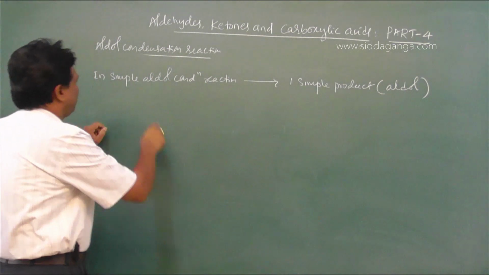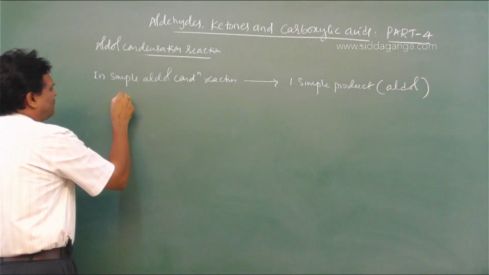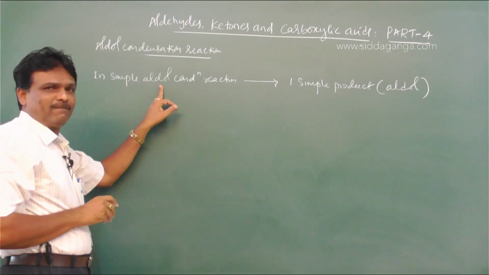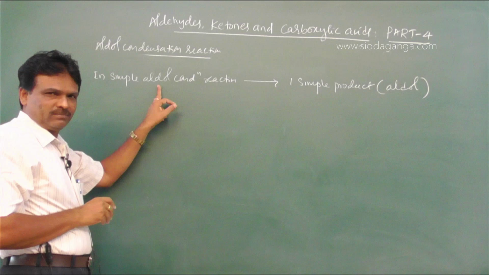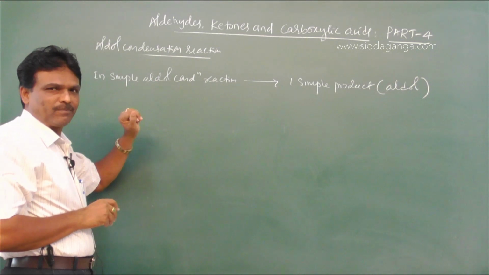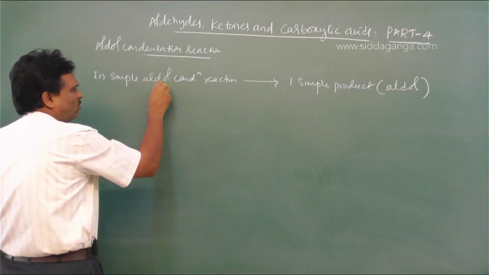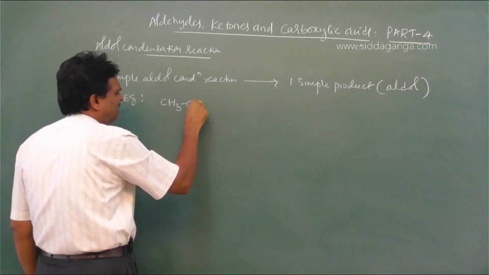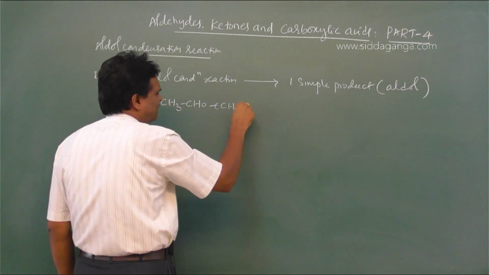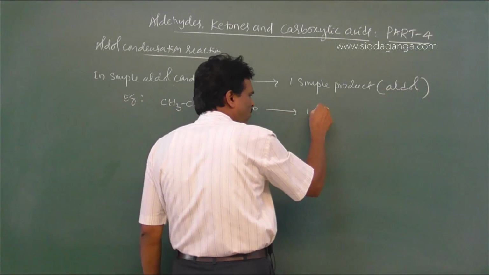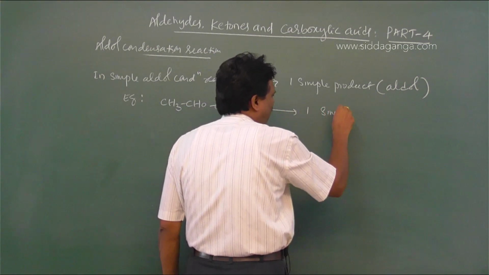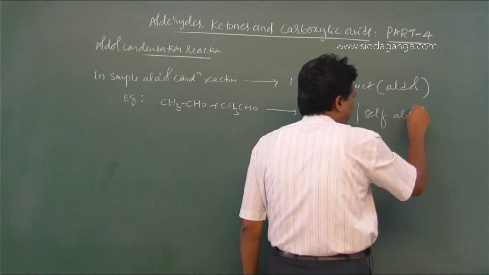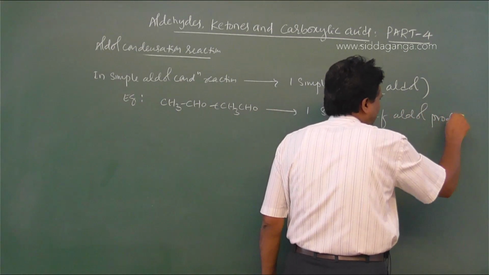In simple aldol, the aldol condensation reaction takes place between the same kind of aldehyde molecule. Say if acetaldehyde is used, for example, acetaldehyde CH3CHO plus CH3CHO, we get one simple or self aldol product.